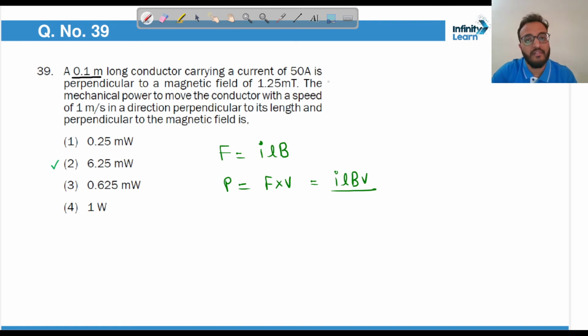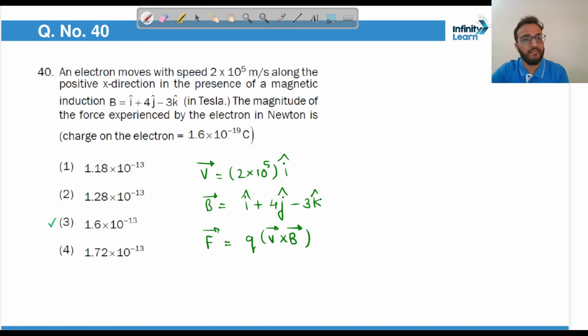Got it? Now here they have given you a long wire. So length is given, current is given, magnetic field is given, velocity is given. What do you need? Power. So what is force? ILB. What is power? F into V. Just put the values and get the answer. This is a very simple question.